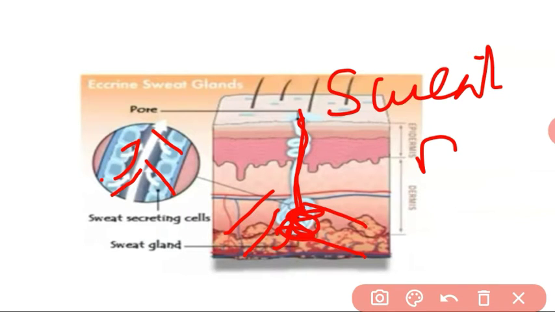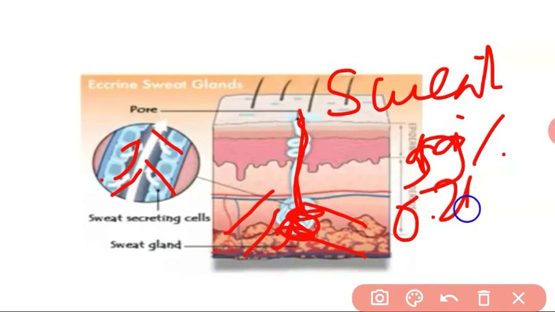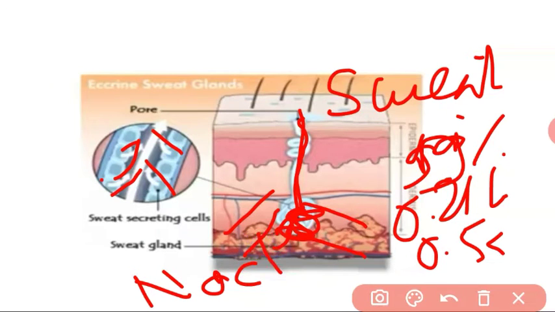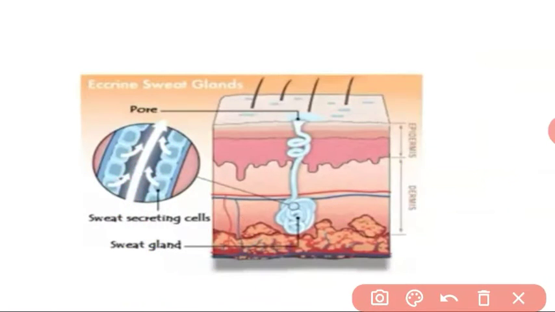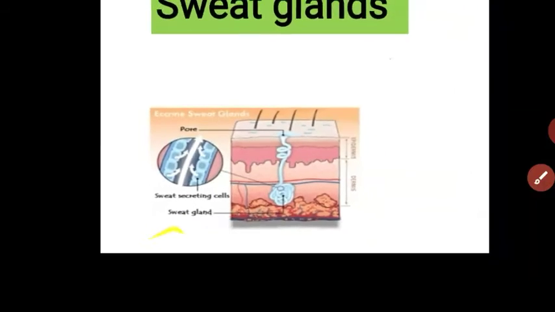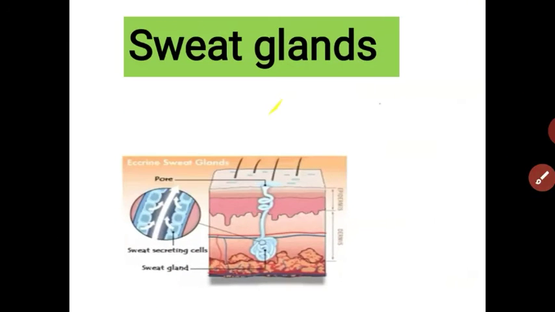What is meant by sweat? Sweat consists of 99% water, 0.2 to 0.5% salt, especially NaCl, and 0.08% urea. Means the sweat gland works as an excretory organ. Excretion, you know, removes harmful waste products from the body through the skin. The sweat gland secretes in excess in summer, in the hot season.